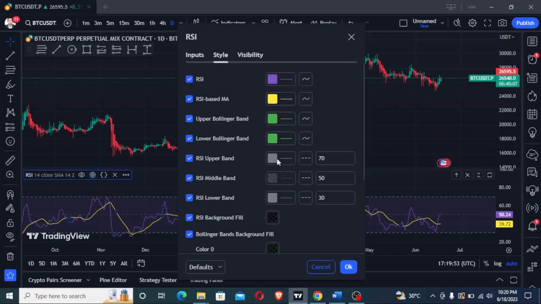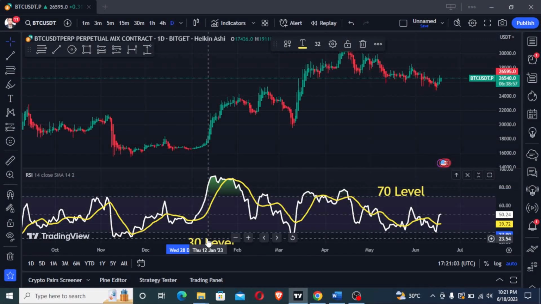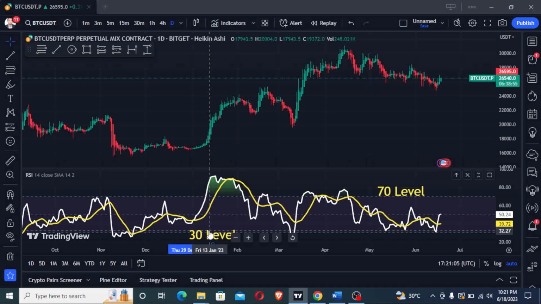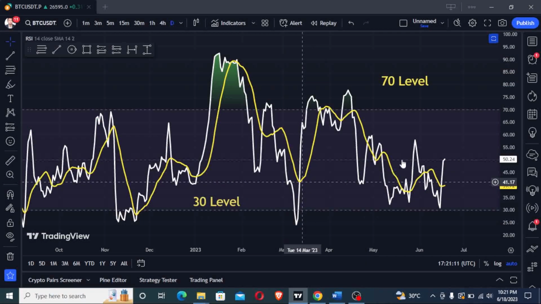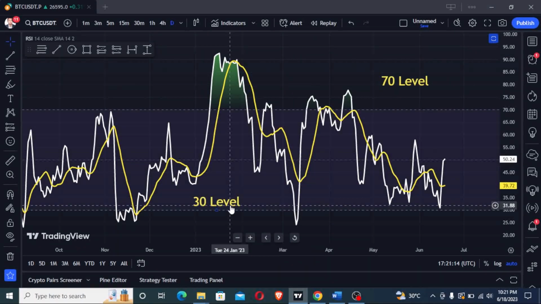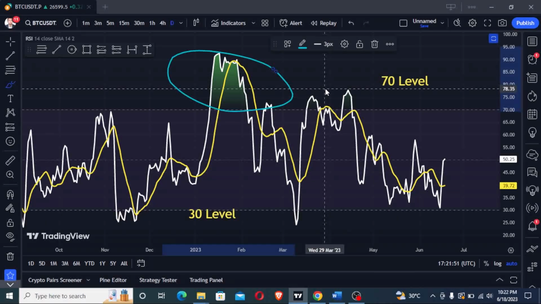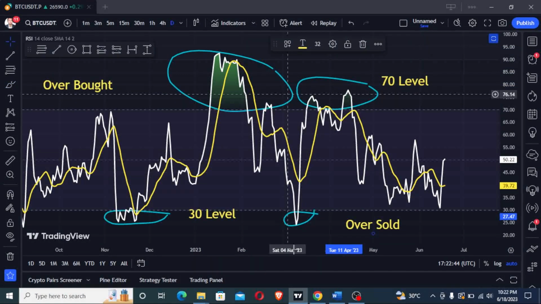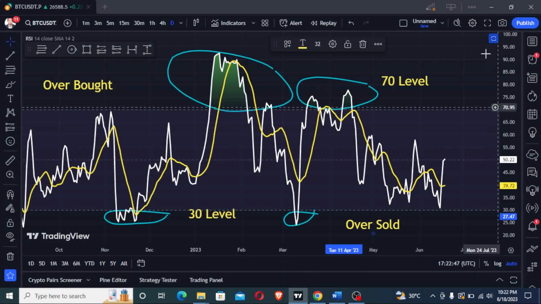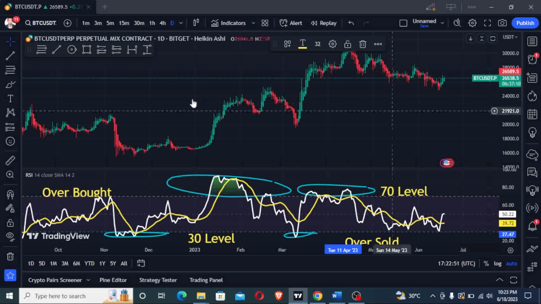The RSI ranges from 0 to 100, with readings above 70 indicating overbought territory and readings below 30 indicating oversold territory. The RSI generates signals that can help traders make informed decisions. When the RSI crosses above the 70 level, it suggests that the market may be overbought and a potential price reversal or correction could occur. Conversely, when the RSI crosses below the 30 level, it indicates oversold conditions, signaling a potential price bounce or upward momentum.